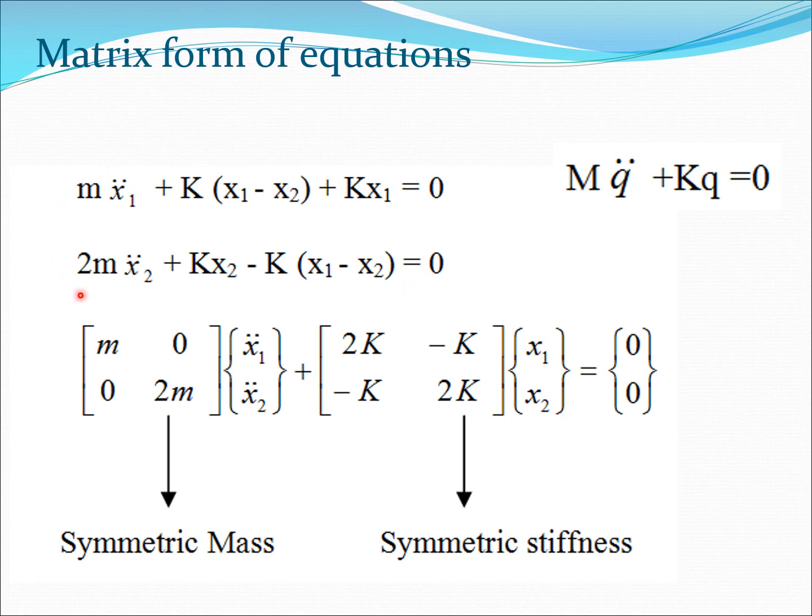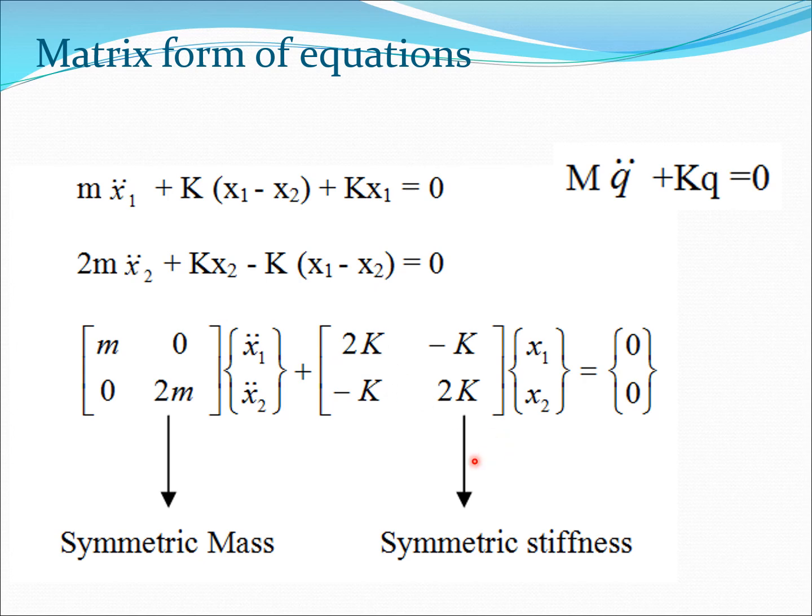So this is the equation we had obtained. Now if we put it in matrix form, we take the x1 double dot, x2 double dot, bring it here, and then we get m and 2m as the components of this diagonal matrix. We take x1 and x2 here. So for x1 I would get 2k, and for x2 I would get minus k. That's what you see here. From the second equation I would get, for x1, minus k, and for x2, again 2k.